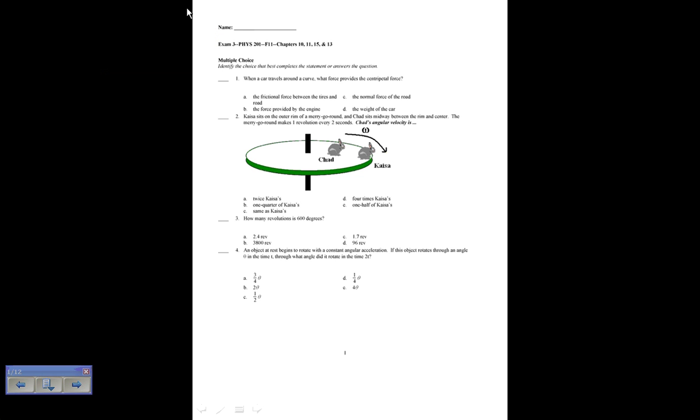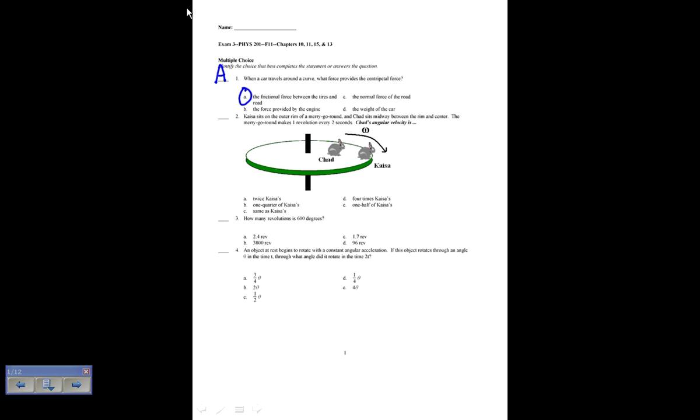All right, this is exam 3 for physics 201, multiple choice first. When a car travels around a curve, what force provides the centripetal force? That would be the frictional force between the tires and the road. That's the actual force that causes the car to go in a circular path.